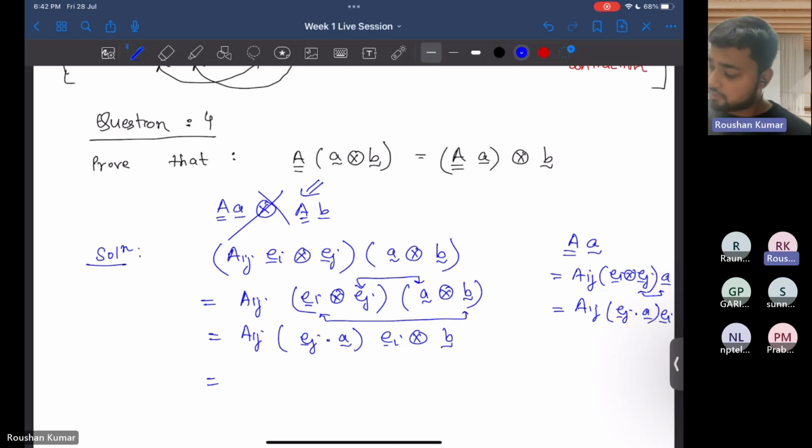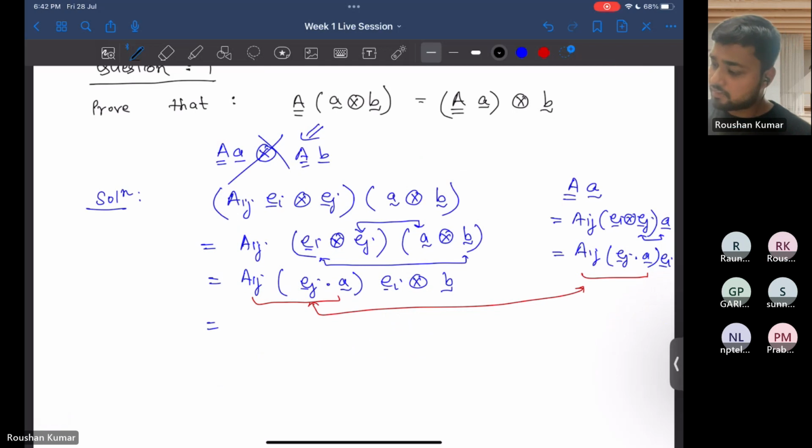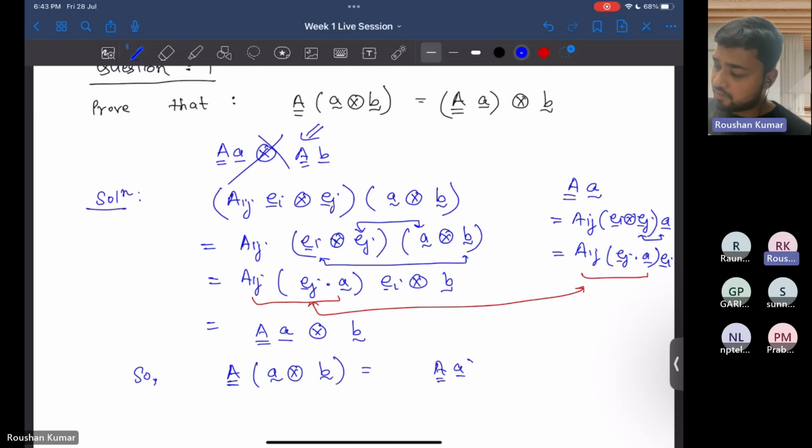If we compare this with this one, we get tensor A multiplied with vector a tensor product b. So we have got what is mentioned in the theorem. Basically what we proved is that tensor A times a tensor product b is equal to tensor A times vector a, dyadic product b. This is the final result which we wanted to get.